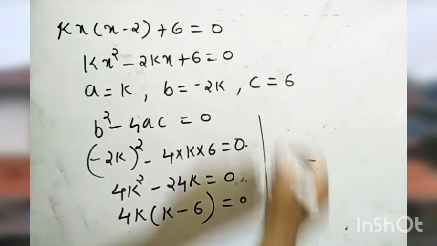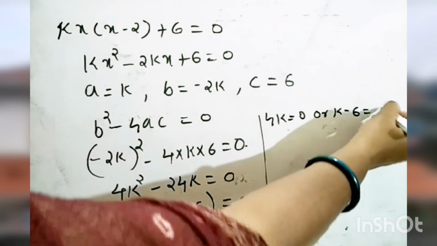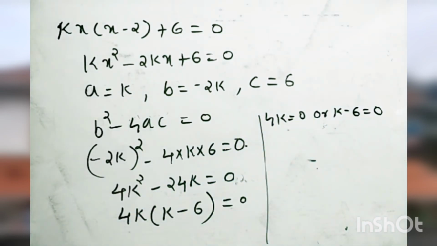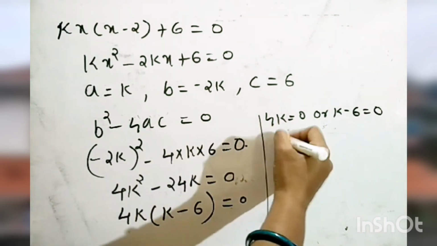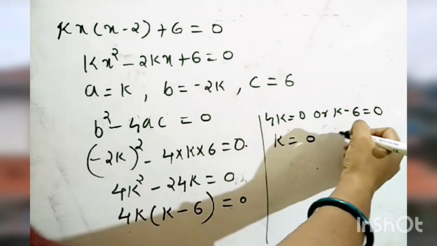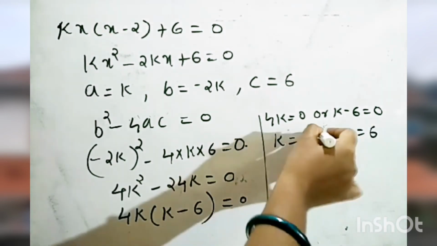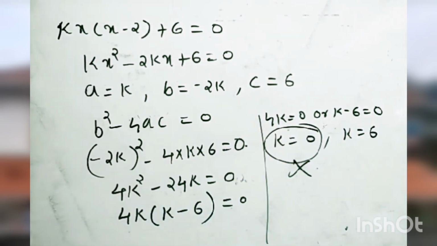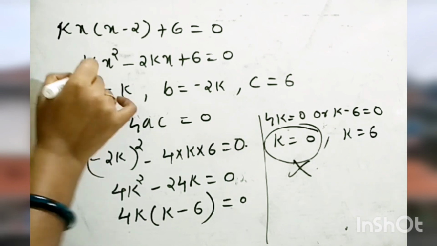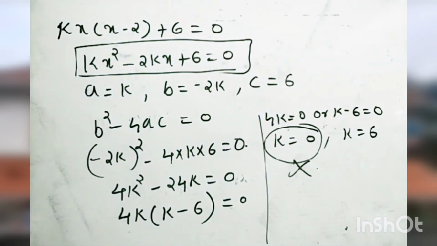That is 4k equal to 0 or k minus 6 is equal to 0. Product of two numbers is equal to 0 means either the first number is equal to 0 or the second number is equal to 0. 4k equal to 0 implies k equal to 0, and k minus 6 is equal to 0 implies k equal to 6. The first one is not possible: if k is equal to 0, then the given equation is not a quadratic equation.